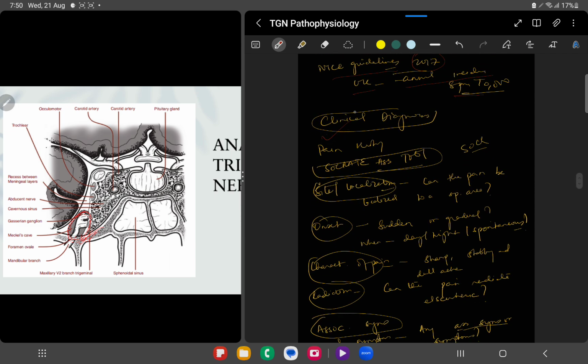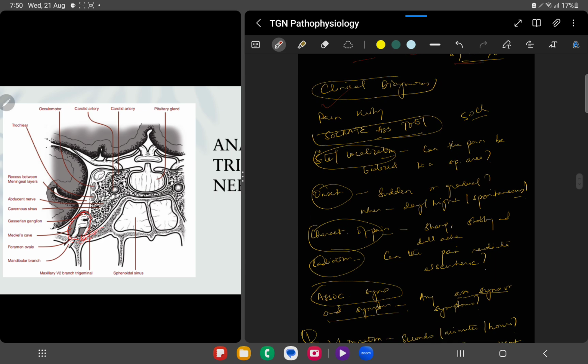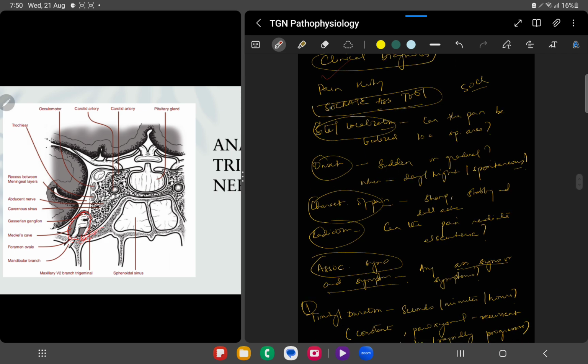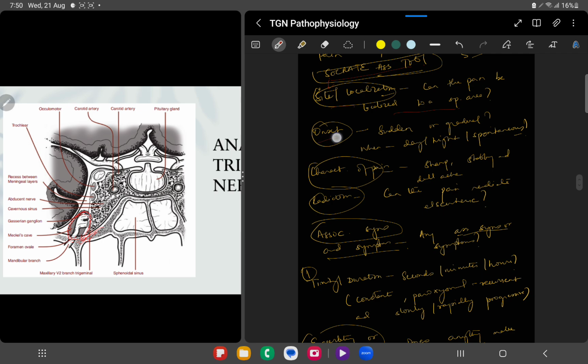Then we will go on to clinical diagnosis. Pain history is very important to know the site of pain, how it progresses, to get an appropriate idea about trigeminal neuralgia. So about this, we have the SOCRATES assessment tool. Each alphabet has a significance. For example, S stands for site, to know whether the patient can localize the site. Then O stands for onset, whether it is sudden or gradual, whether it is during the course of day, night, or spontaneous.